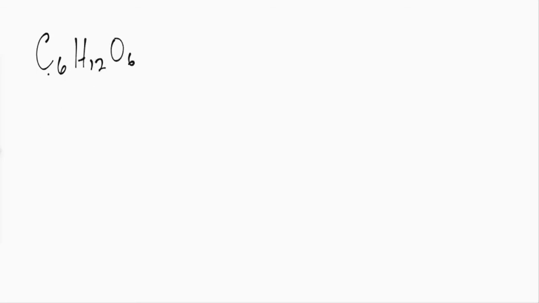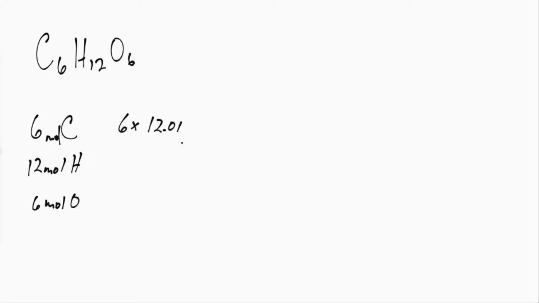Okay, so first you got to ask yourself, well, how many moles of carbon do I have in a mole of glucose? 6 moles of carbon. I've got 12 moles of hydrogen. We've got 6 moles of oxygen. And then you know that it's going to be 6 times, what would I write here? Good.